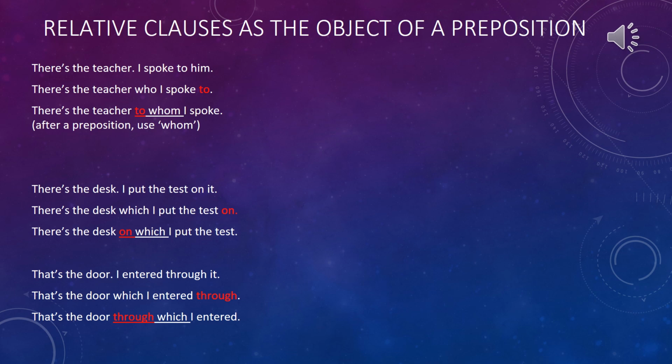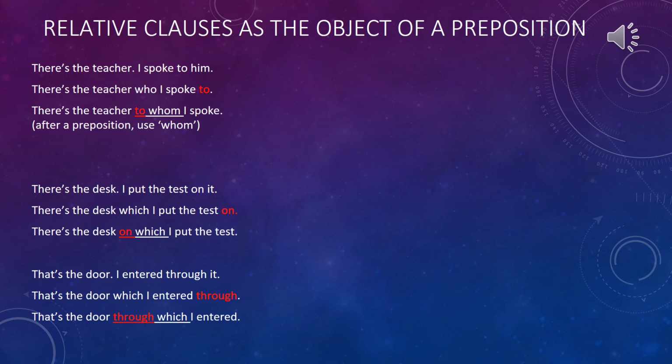Whom, which. So there's the desk. I put the test on it. There's the desk on which I put my test. I'm leaving out a step. You'd say there's the desk which I put my test on. But you can't leave on dangling without a preposition. So just move on over in front of which, because that's its object. There's the desk on which I put the test.